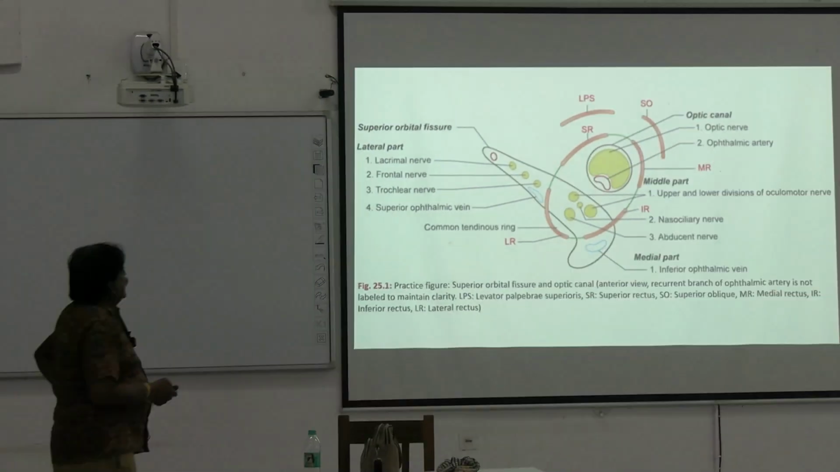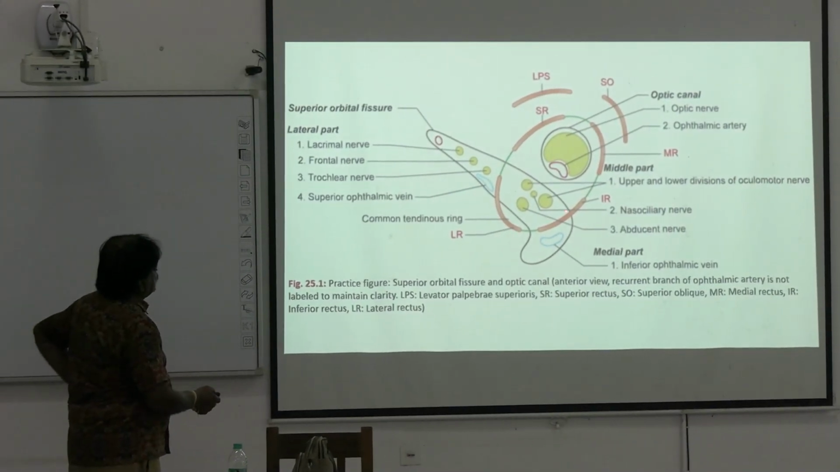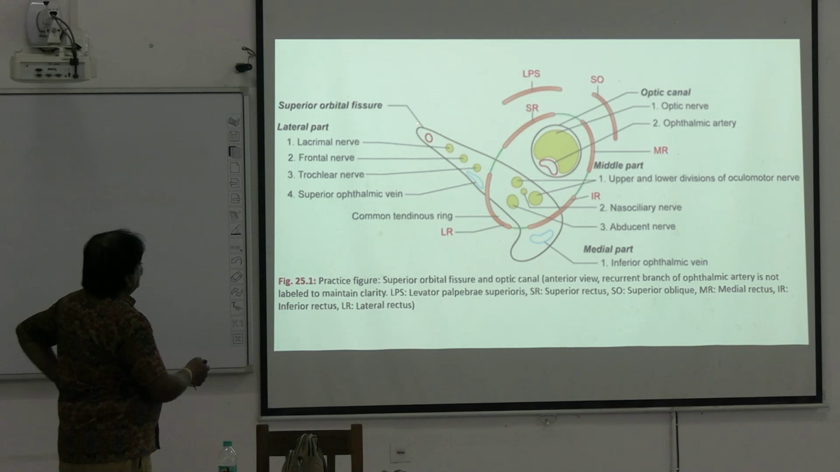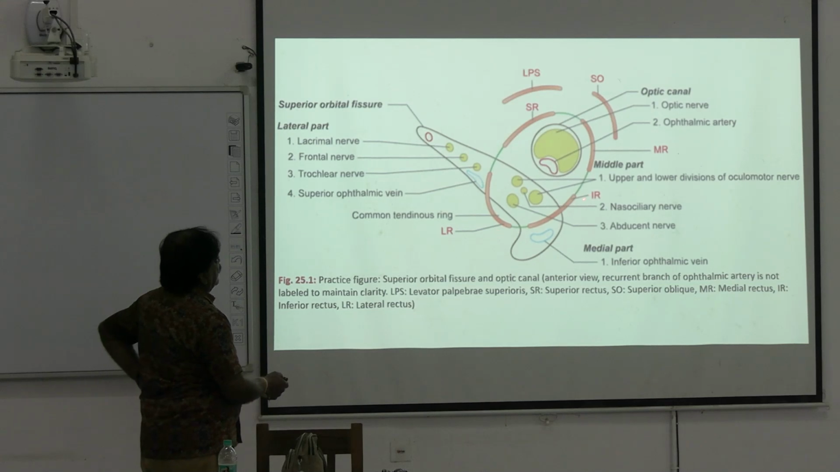Now, see, this is the fissure and lateral part: lacrimal nerve, frontal nerve, trochlear nerve, superior ophthalmic vein, the common tendinous ring, and lateral rectus, internal rectus, medial rectus, superior rectus, and your Levator Palpebrae Superioris, superior rectus.